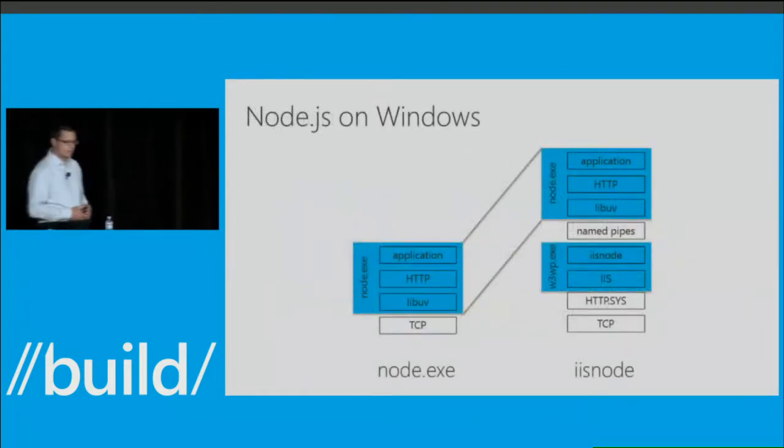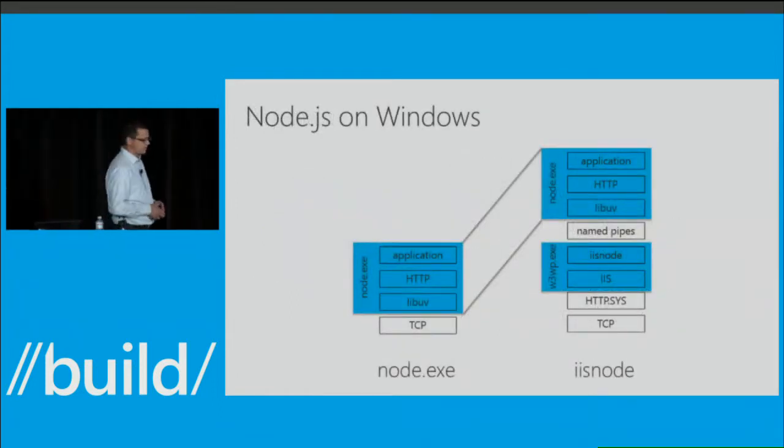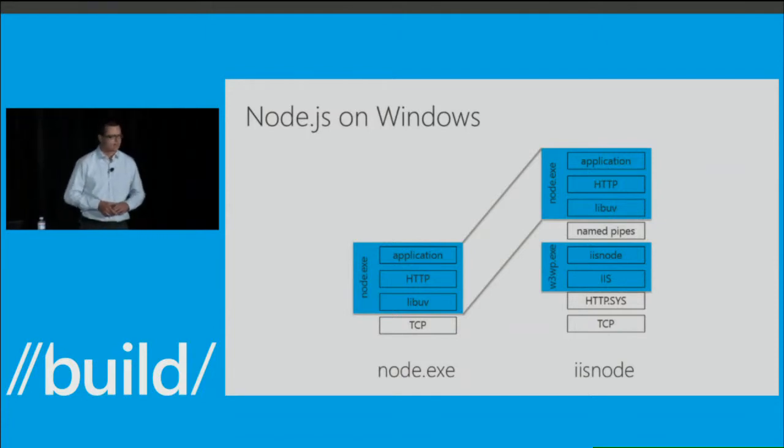There are two ways you can run Node.js applications on Windows. You can either self-host a Node.js application using node.exe, which is the Node.js runtime, or you can host your application inside of the Internet Information Services web server using the IIS Node module.